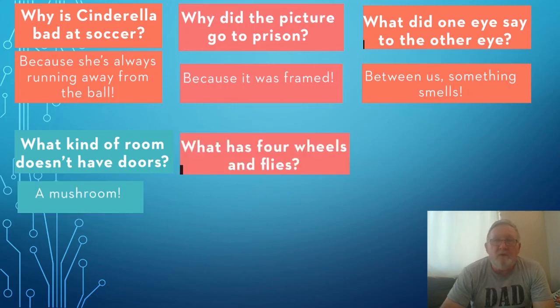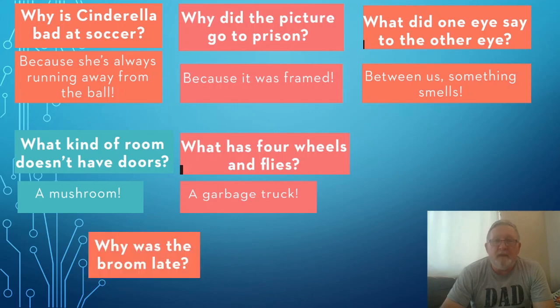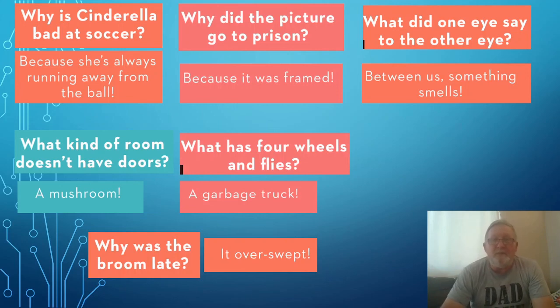What has 4 wheels and flies? Trust me, this is an oldie as well. A garbage truck. Lucky last. Why was the broom late? It overswept. Okay, and I believe most of you are probably sleeping in until all sorts of hours on these holidays or on this extended break.